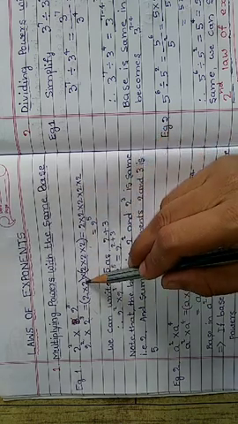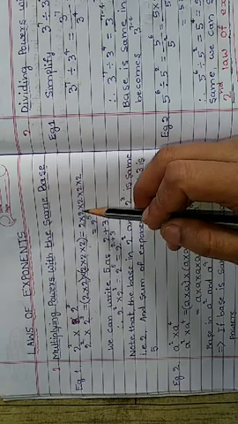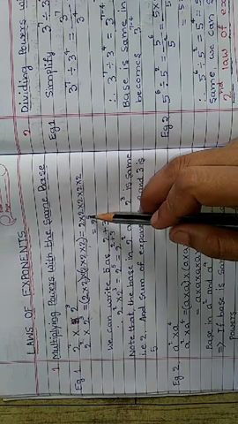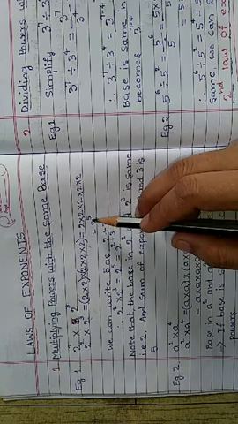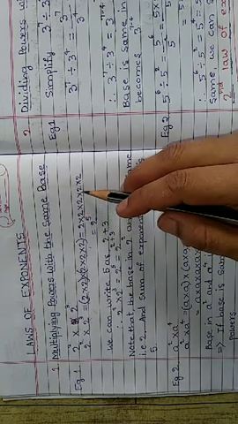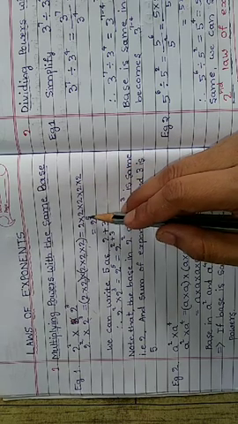Here 2 is multiplied with itself how many times? 5 times. So 2 into 2 into 2 into 2 into 2 we can write as 2 raised to the power of 5. This method of expansion we have studied. So here 2 is multiplied with itself 5 times, so we can write it as 2 raised to the power of 5.